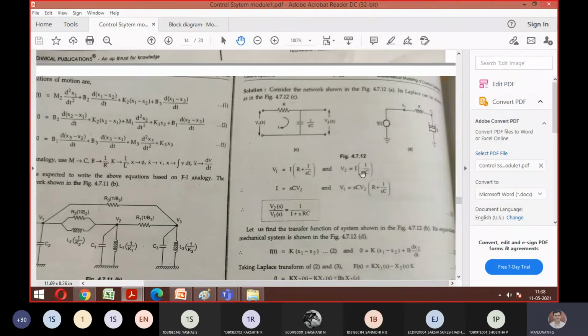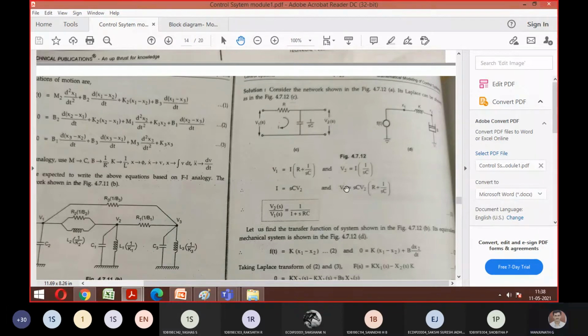Then how do we solve? From the second equation, I get only the current, right? So it becomes I equal to V2 S C, right? This we substitute in equation number 1. Then I'm going to take a ratio. This is the procedure you learned.